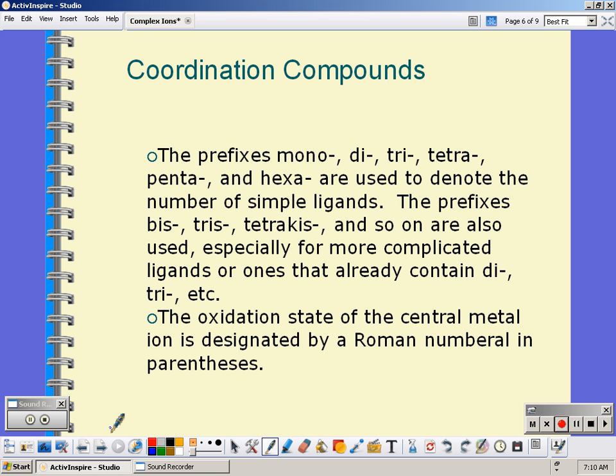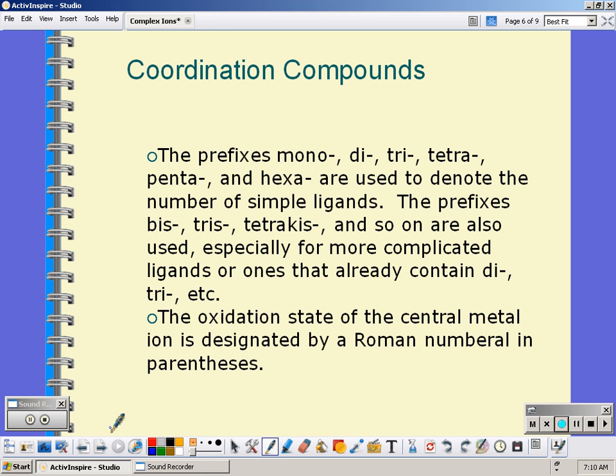If there's more than one of these ligands, so let's say there's 2 fluorines as a ligand, then you're going to use the prefix di, so it would be difluoro. You can also use bis, tris, or tetrakis if it's a more complicated ligand or it already contains the common prefixes mono, di, tri, tetra.